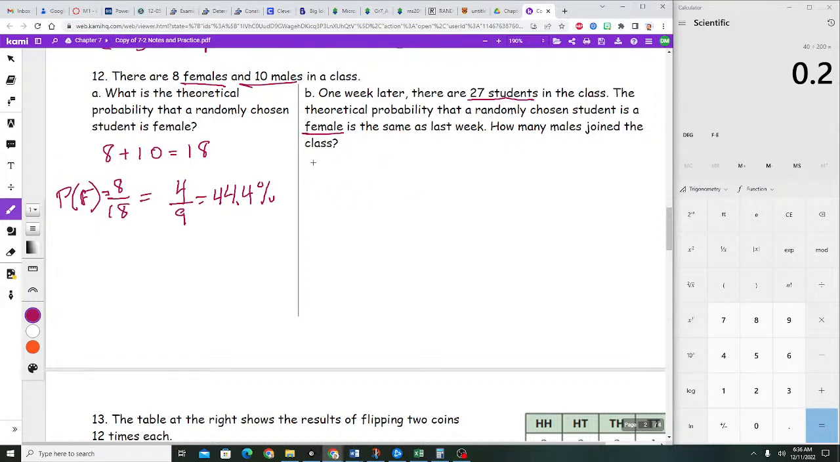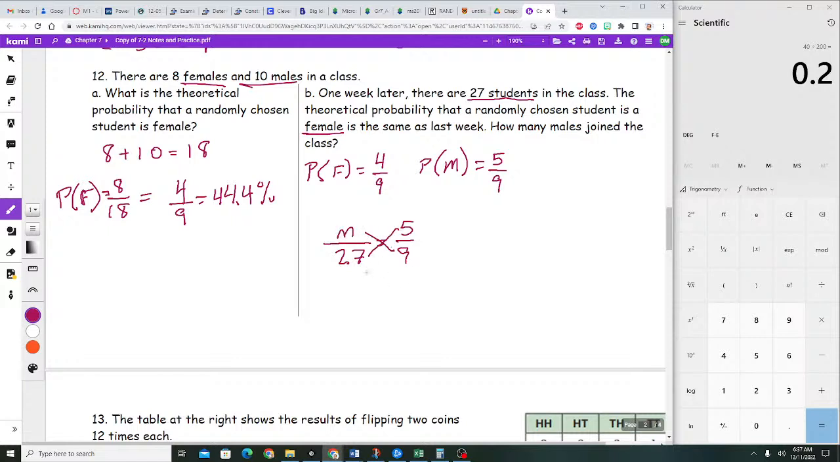Here's what we know. We know the probability of females is 4 out of 9. So that means the probability of choosing a male is the remainder, 5 out of 9. And if the probability of randomly choosing a female is the same as last week, the probability of choosing a male is the same as last week. So what we know then is that out of these 27, 5/9 of them are males.